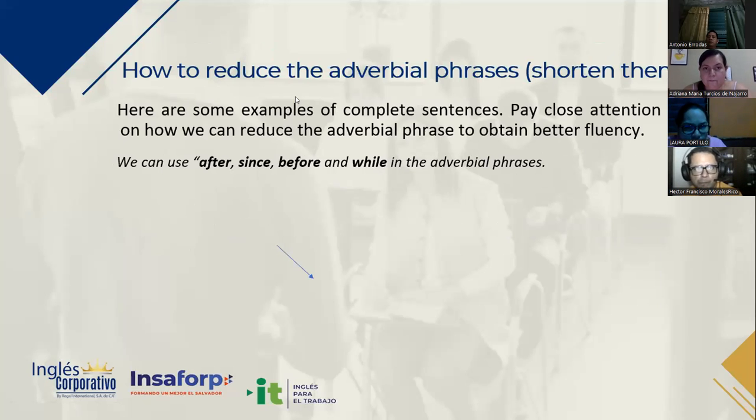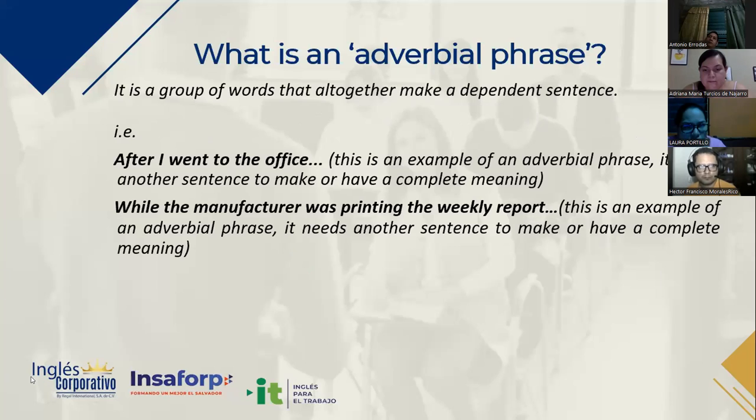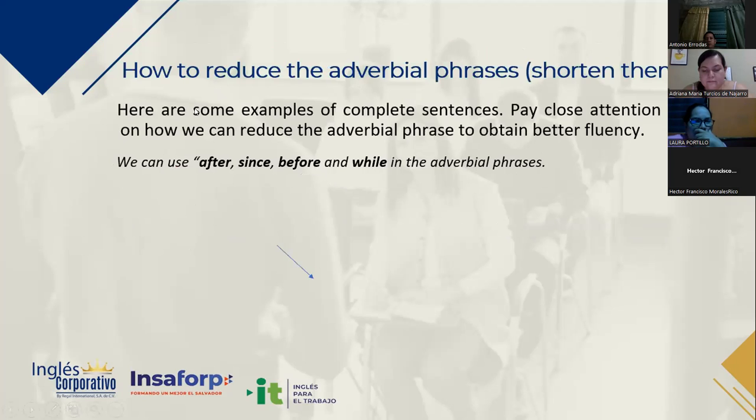All right, look here. How to reduce, people. We can reduce. What is reduce? Reducir. Okay. Yes. Let's go back. We can reduce this sentence. I mean, we can make this sentence shorter or smaller. We eliminate this and we eliminate this, and over here we include another word, and we make this shorter. Let me explain it to you in the next slide. Here are some examples of complete sentences. Pay close attention to how we can reduce the adverbial phrase to obtain better fluency.